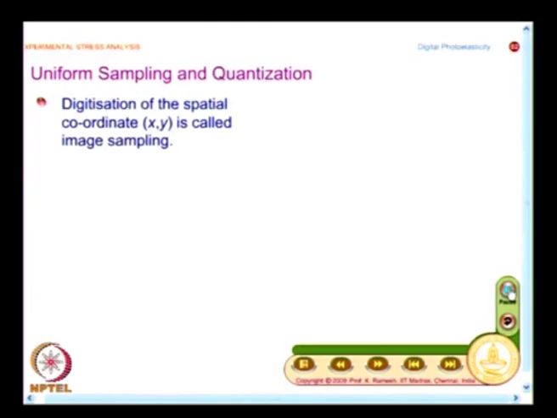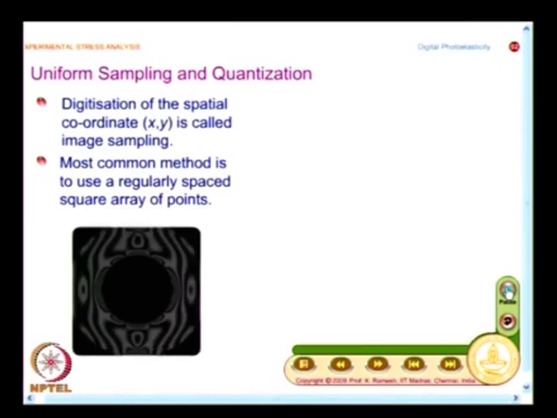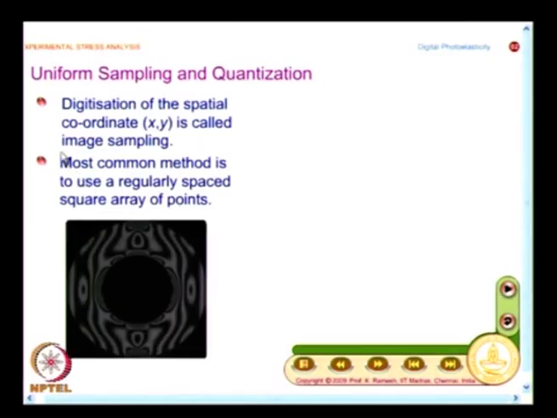So, what I see here is this is called uniform sampling and quantization. We do a digitization of the spatial coordinate. When I do the digitization, I call that image sampling. After image sampling, I do a quantization. And what you have here is the most common method for digitization is a regularly spaced square array of points.